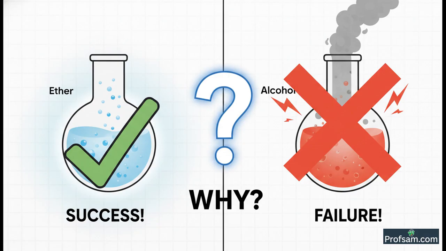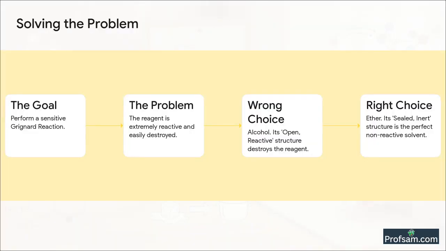But have you ever wondered why? Why can't we just use a common solvent like alcohol? Let's solve this problem together, step by step. Our goal is to perform a highly sensitive Grignard reaction. The main problem is that our Grignard reagent is so reactive, it will be destroyed by any solvent that can react with it. So let's consider our choices.